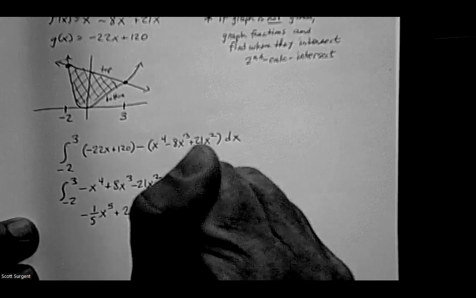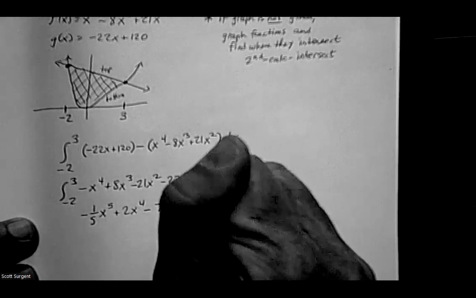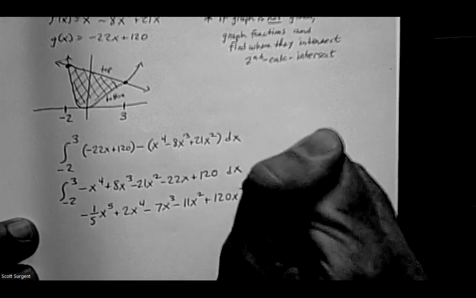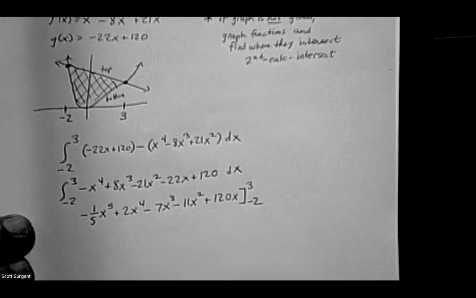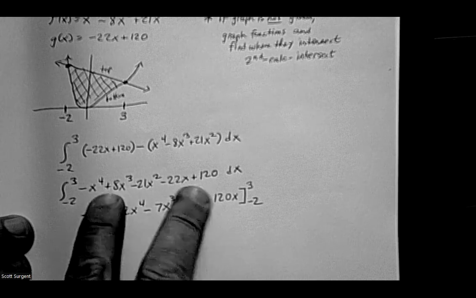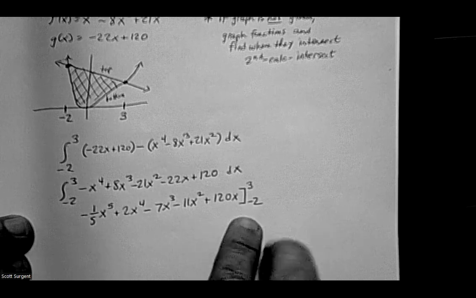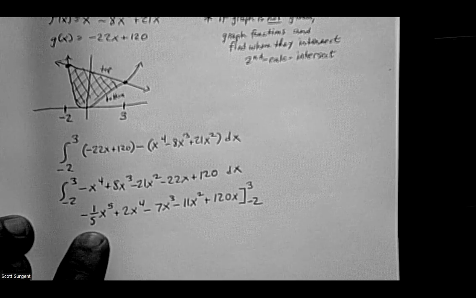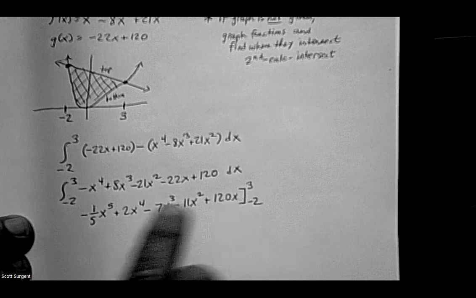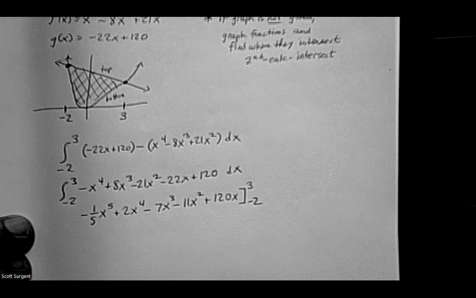Let's see. 2 is going to be 11x squared plus 120x, all from 3 to negative 2. And again, always a good idea to check your anti-differentiation by differentiation, all right? If you weren't sure how I got from here to here, you can check it by taking the derivative of this. You should get this back again.